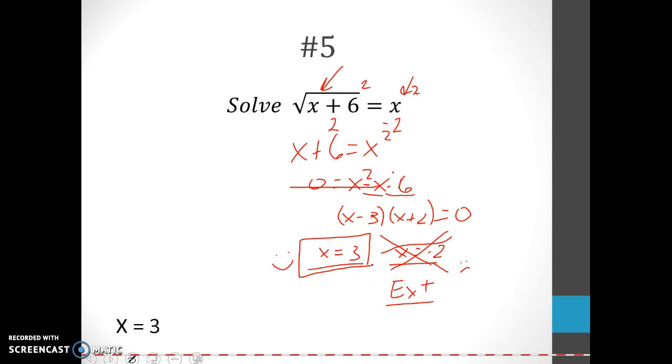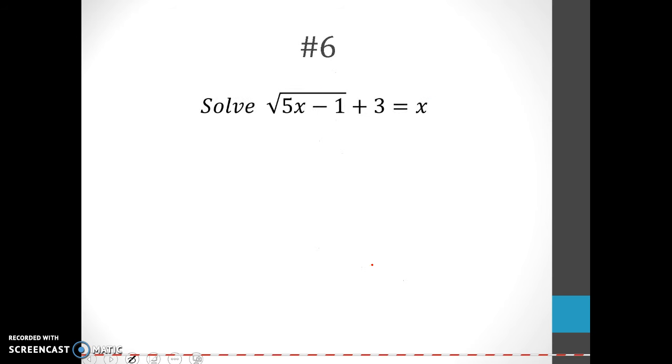Let's move on and try one that might be a little bit more challenging. Here we have one where we're going to have to get this 3 on the right-hand side first. I would have the square root of 5x minus 1 equals x minus 3. And I'm going to square both sides. So on the left-hand side, I'll just have 5x minus 1.